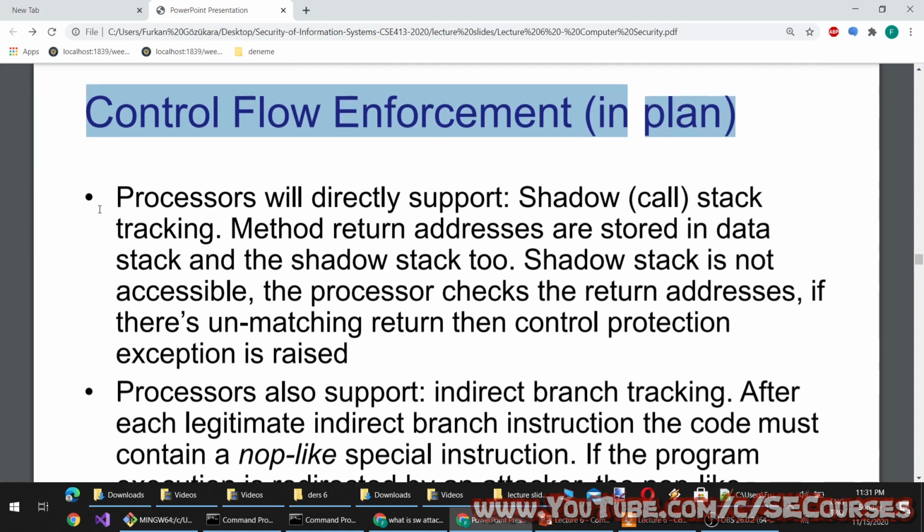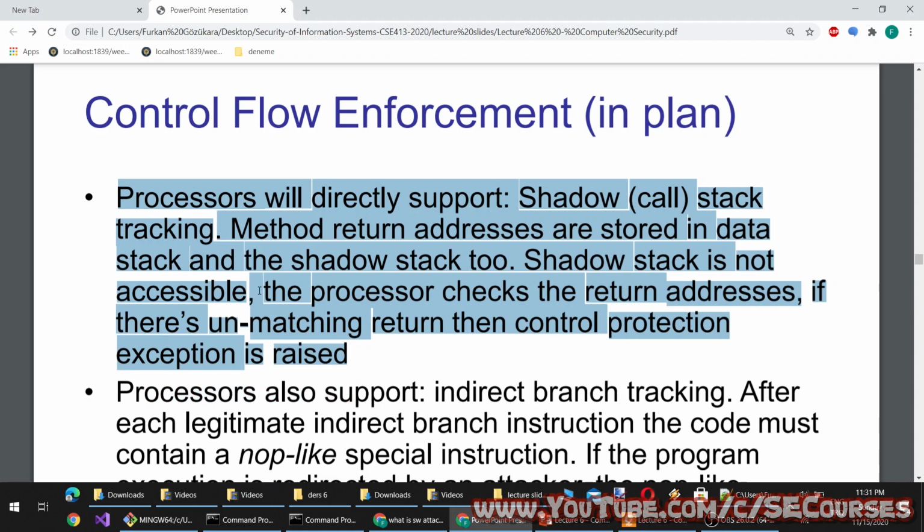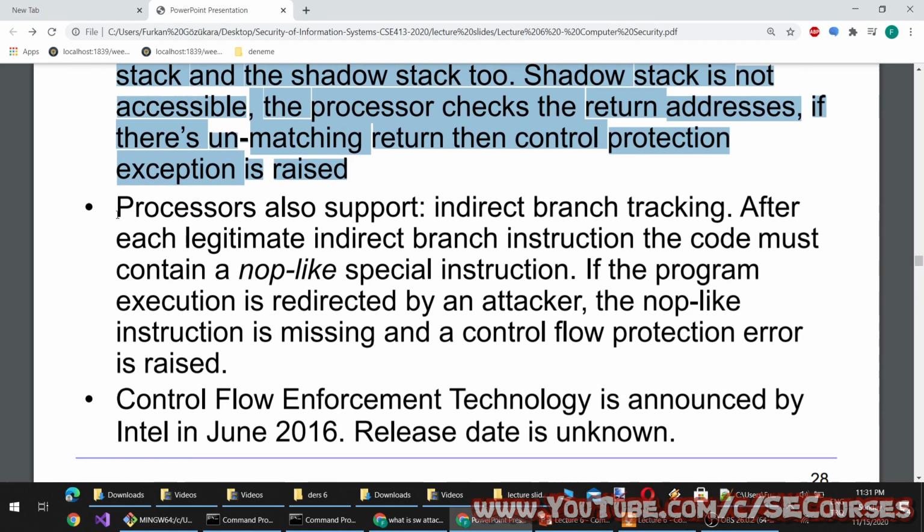Control flow enforcement in plan. Processors will directly support shadow call stack tracking. Method return addresses are stored in the data stack and the shadow stack too. The shadow stack is not accessible. The processor checks the return addresses. If there's an unmatching return, then a control protection exception is raised.